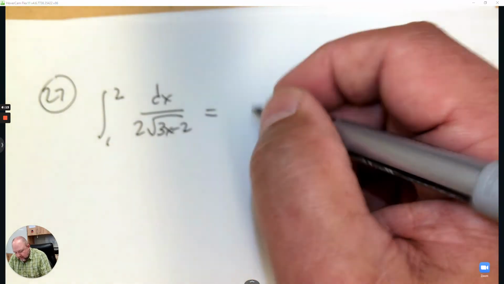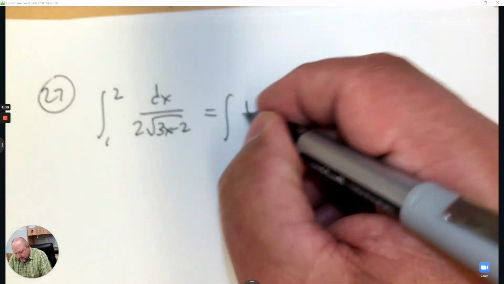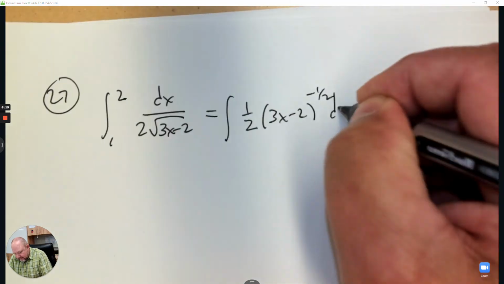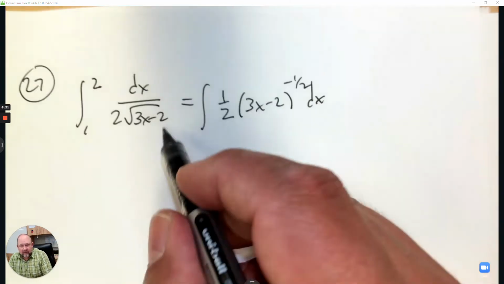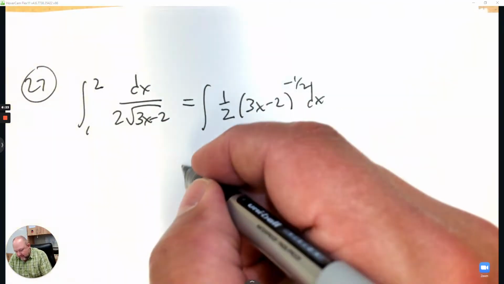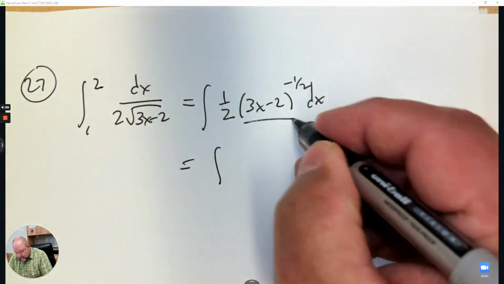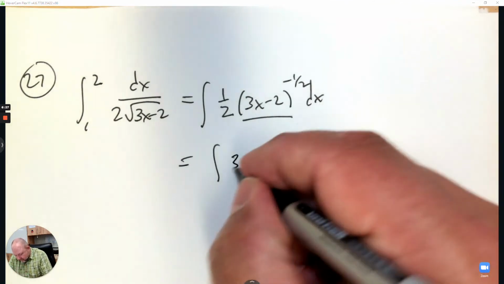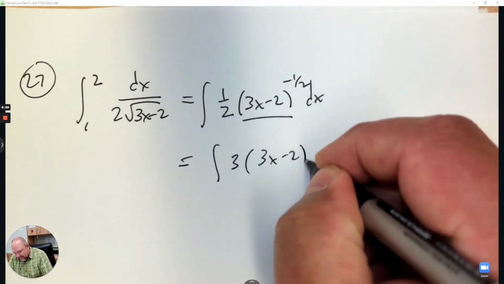So what I notice here is a few things. I'm going to write this as 1/2 (3x - 2)^(-1/2) dx, so I'm writing it friendly. I recognize where the hook comes from. The derivative of 3x take away 2 is 3. That's the hook I need.